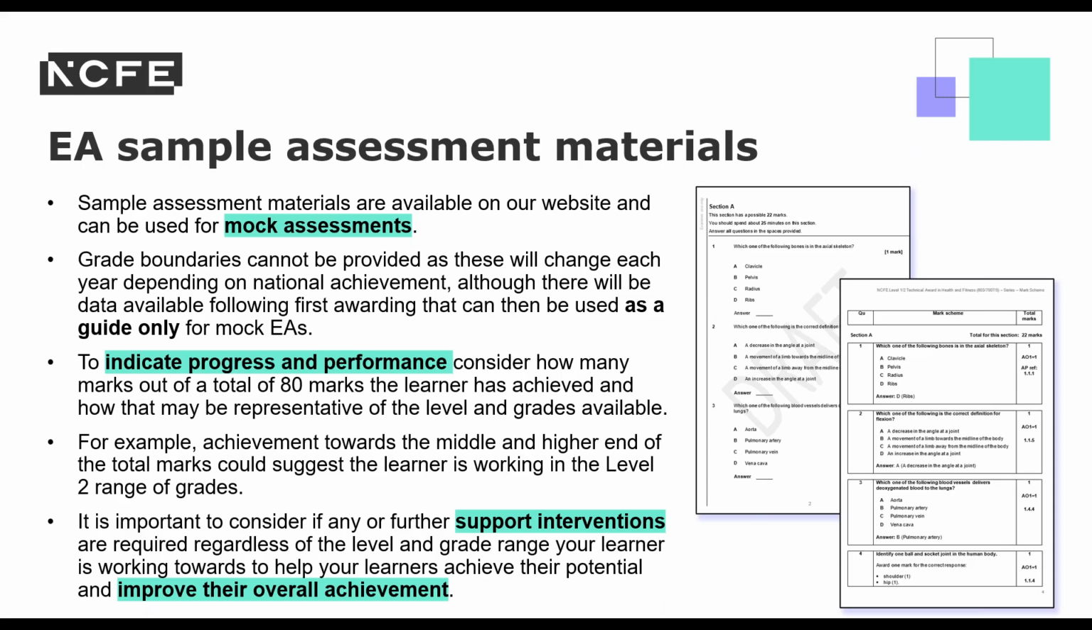To indicate progress and performance, consider how many marks out of a total of 80 the learner has achieved and how that may be representative of the level and grades available. For example, achievement towards the middle and higher end of the total marks could suggest the learner is working in the level 2 range of grades.